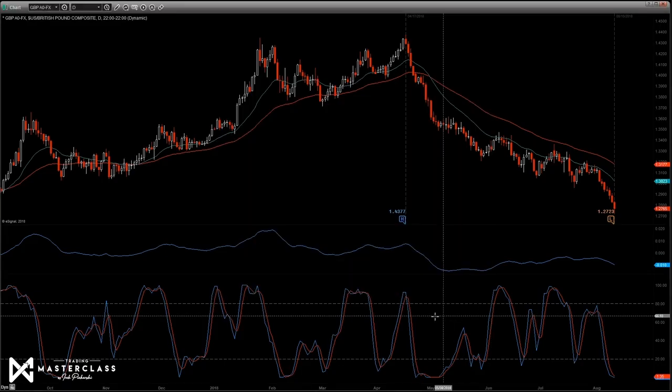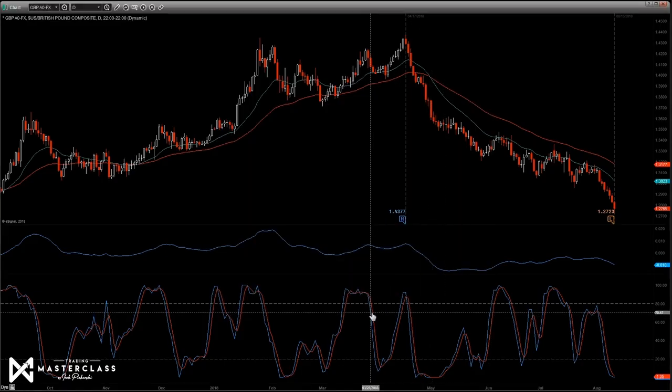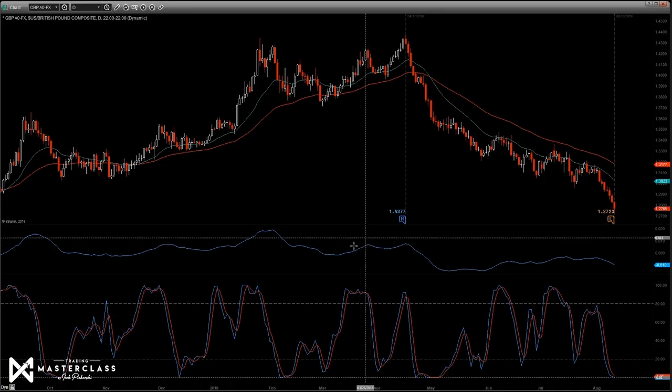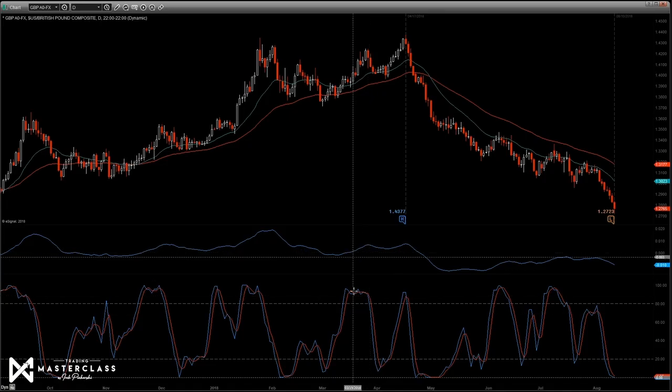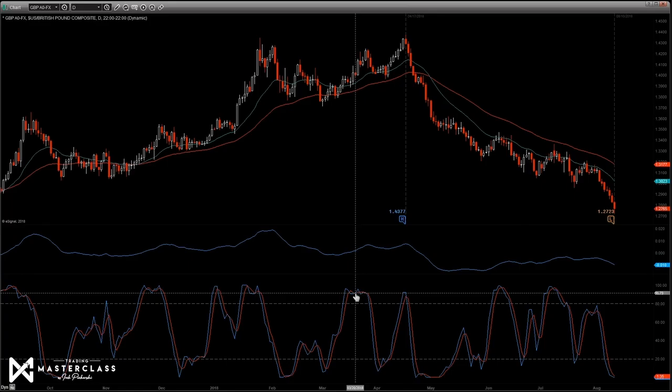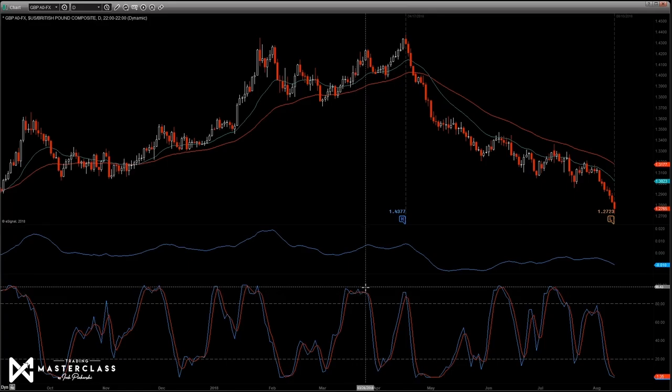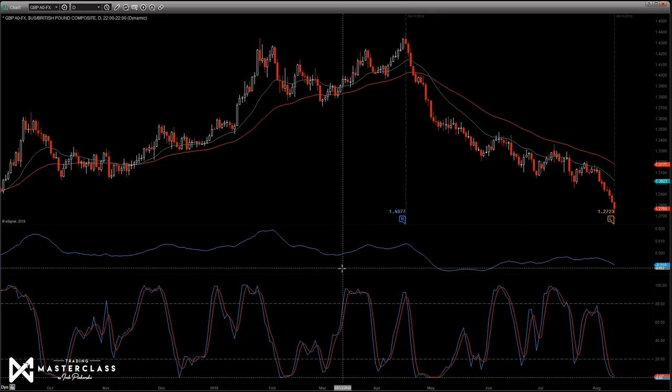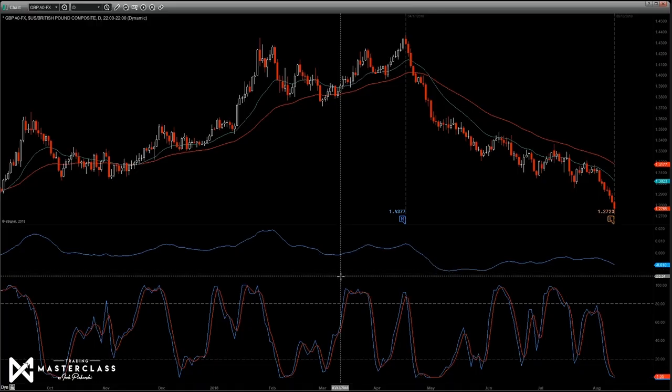So RSI itself, I don't use it. I never used it in my analysis because I find that it's pretty pointless. But it can be used in the same way as MACD, meaning that it's used at the end of your analysis, not at the beginning of your analysis. I find that people use it at the beginning of their analysis and it doesn't work that well.